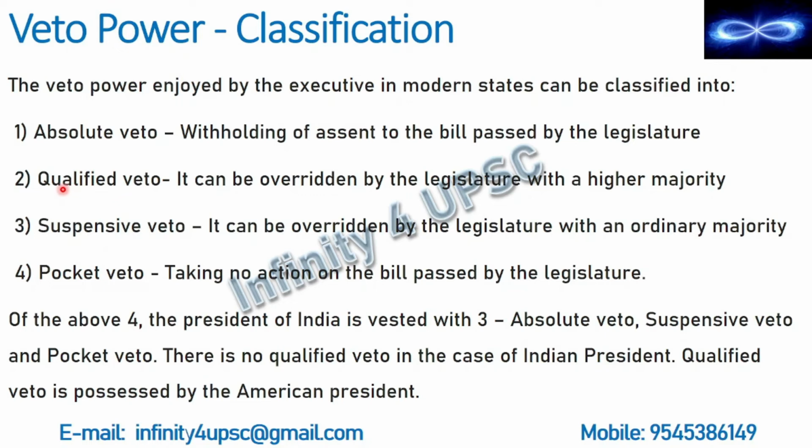Now this is similar to that of suspensive veto. In suspensive veto, we have seen that the parliament can pass a bill with the same ordinary majority and override the decision of the president. But in qualified veto, when the president returns a bill, it has to be overridden by the legislature with a higher majority. An ordinary majority will not work here. You need a higher majority to override the decision of the president. So this is qualified veto, which is not available to the Indian president, but it is available to the US president.